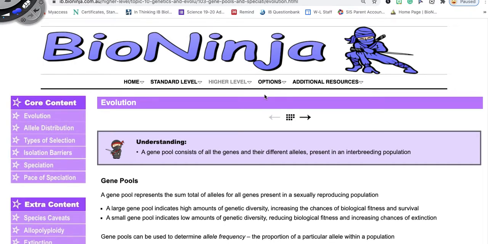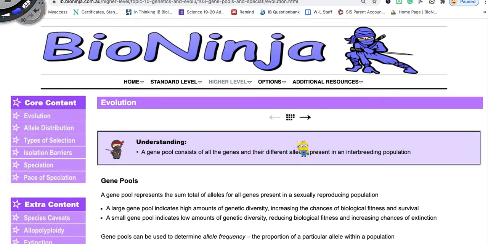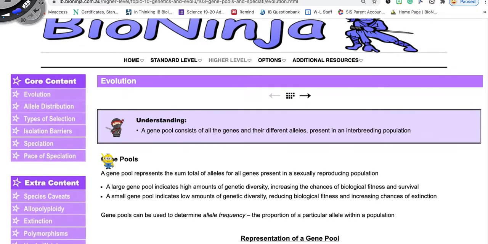Hello students! Today we are going to continue with higher level topic 10 and we're going to be looking at 10.3, which is speciation, and we're going to start with the first core content, which is evolution.